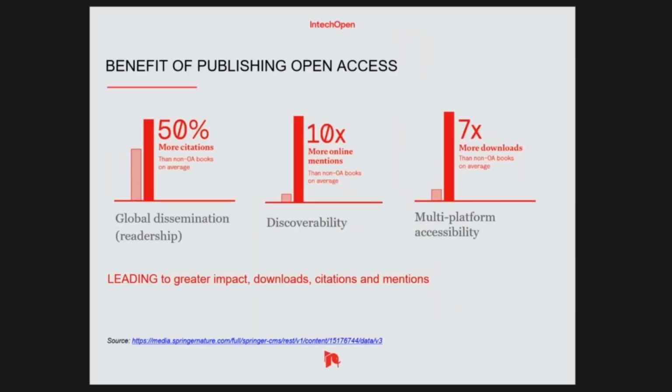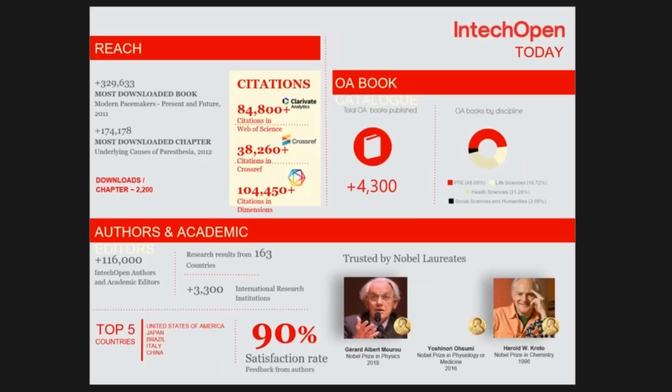So the benefits of open access publishing, as I already said, 50% more citations come for open access books when compared to non-open access books. There's 10 times more online mentions of open access content compared to non-open access content, and the downloads for the content are 7 times higher. All incredibly impressive, I feel. Just to give you an idea of the sort of download numbers, our most downloaded book has more than 330,000 downloads, an incredible number. Certainly, I don't know of many journal articles that have that number of citations. I don't even know if they exist.